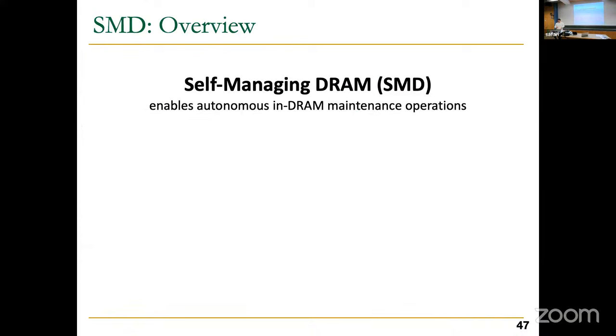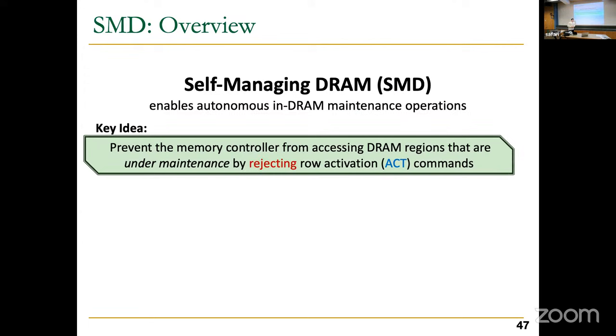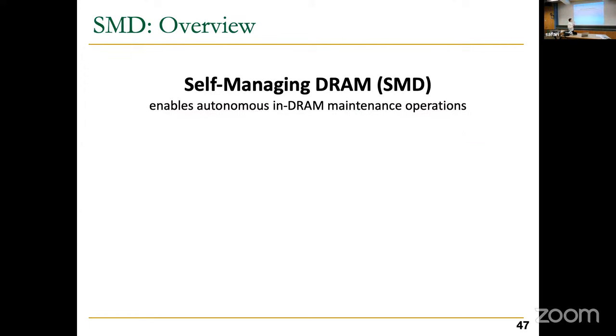And self-managing DRAM enables autonomous in-DRAM maintenance operations. So let me state what this will allow. This will allow the manufacturers to develop new maintenance mechanisms and realize them in their chips without requiring changes to DRAM standards. Right? So you don't have to wait for another 7 years for DDR6 to come up. If they were to implement SMD in DDR5, you wouldn't have to wait for DDR6 to come up if you want to improve your RowHammer protection mechanism inside your chips.